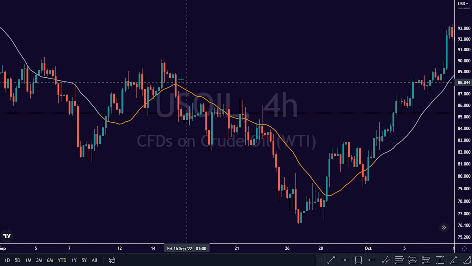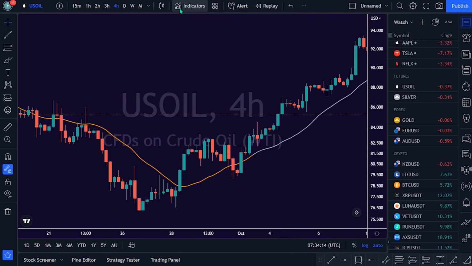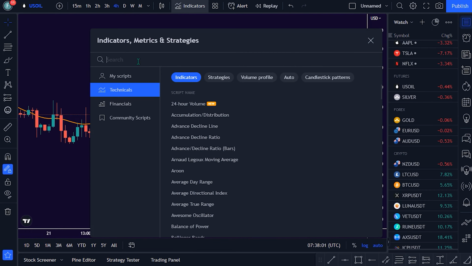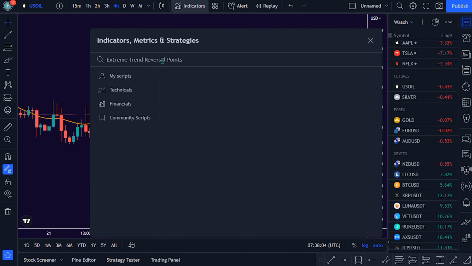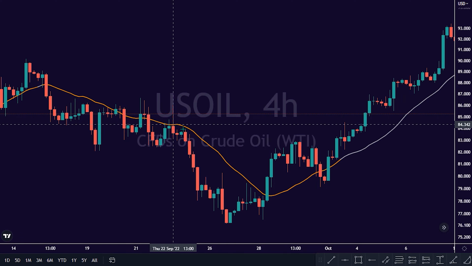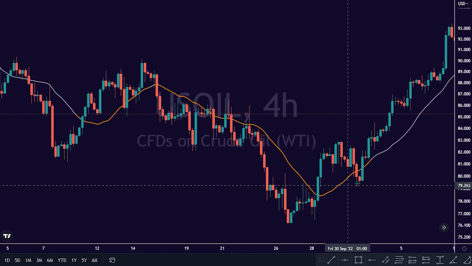bullish or bearish phase. To apply this trading indicator on the price chart, type the keywords Extreme Trend Reversal Points on the TradingView indicator search box. Select the EP version by He Who Must Not Be Named. Here is the indicator on the price chart.